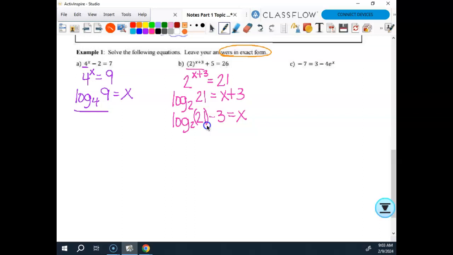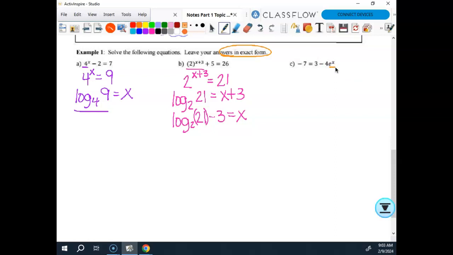Alrighty. So let's look at C. So this has an e in it. Does that mean it's more difficult? No. E means easy, right? Actually going to have to do maybe a little less math sometimes. But I'm trying to isolate the e to the x. So the first thing I'm going to move is the what?